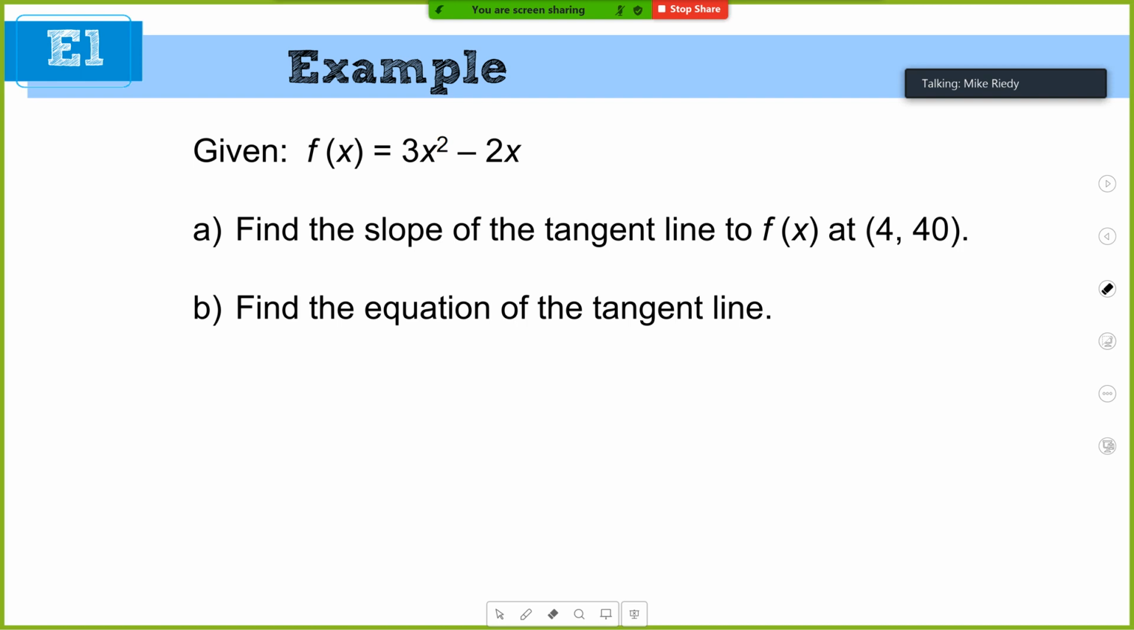Okay, so let's take this nice easy quadratic. Paige, what can you tell me about that quadratic? Anything helpful?